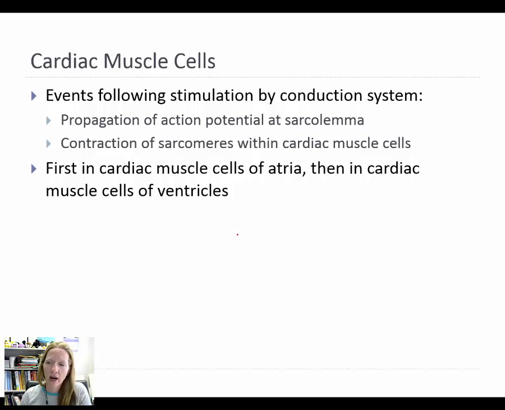First, the cardiac muscle cells of the atria are going to contract, both of them. And then right after that, as soon as the blood moves in, you are going to have the cardiac muscle cells of the ventricles contract. And that's going to come in another section later on. We'll talk about how blood is actually going to move through the heart with the different pressure changes that are occurring and things like that.